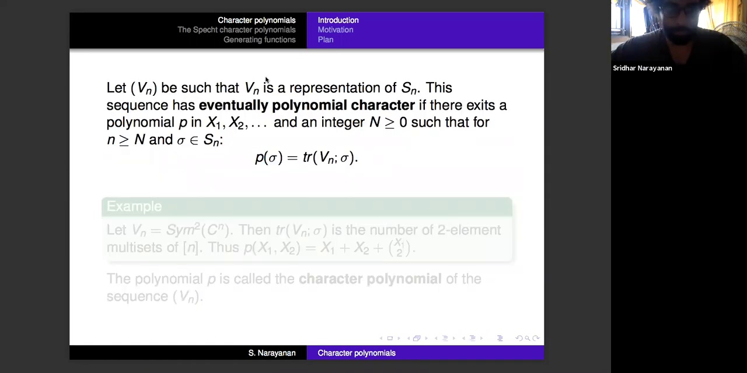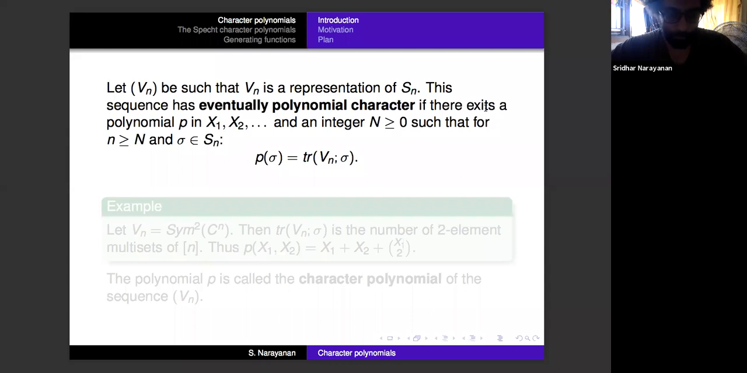These are the building blocks for the character polynomial. So now we consider a sequence of spaces V_n, where each V_n is a representation of the symmetric group S_n. This sequence is said to have eventually polynomial character if there is a polynomial in these functions X_i, where recall that X_i is the number of i-cycles, such that for all integers n greater than some minimum integer, if you substitute a permutation of S_n into the polynomial, then you get the character of the representation. So you have a polynomial that gives the character of this permutation for an infinite number of values of n, that means for n greater than some minimal n.